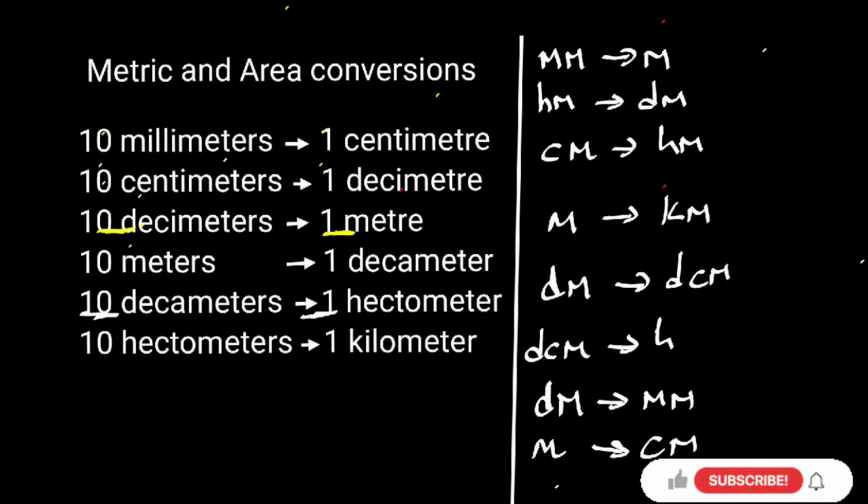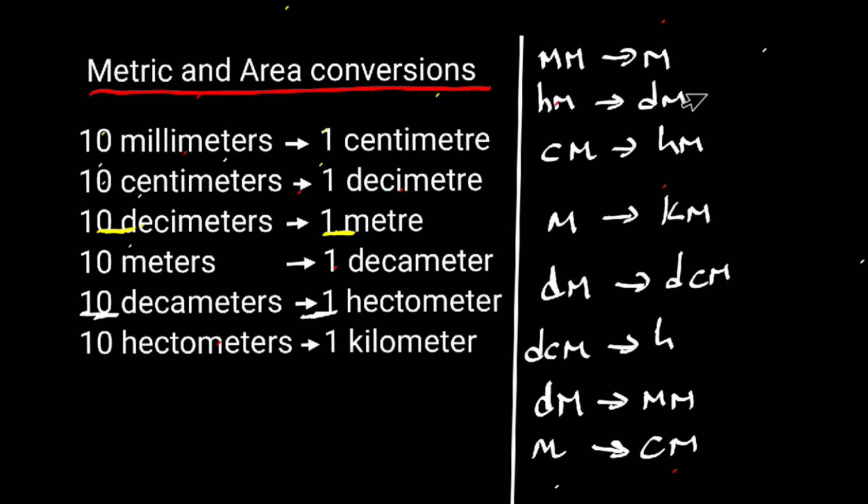In this lesson, we are going to be focusing on metric and area conversions. We're going to be learning how to convert from one unit to another as far as metric and area conversions are concerned. So let's assume we want to convert from millimeters to meters, from hectometers to decimeters, centimeters to hectometers, and then meters to centimeters.